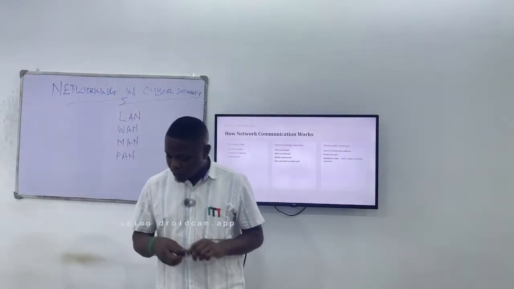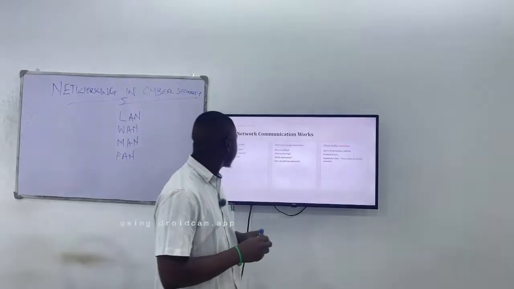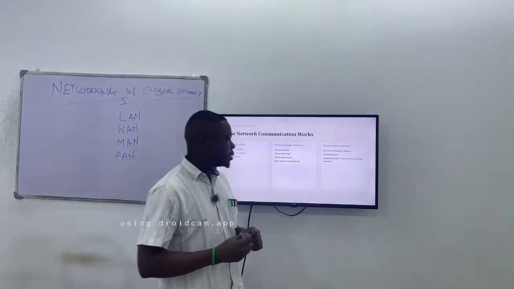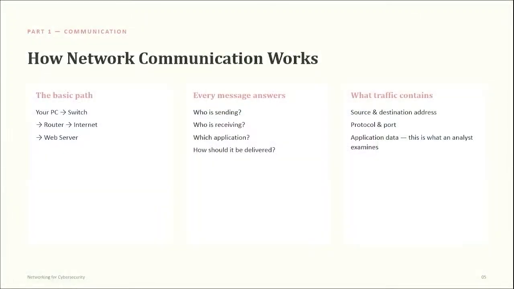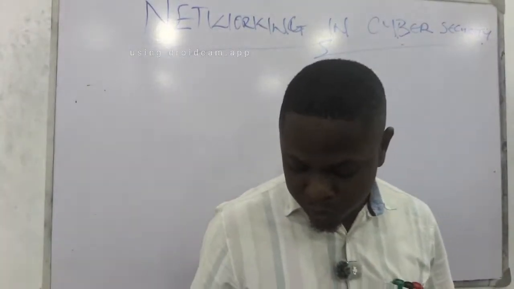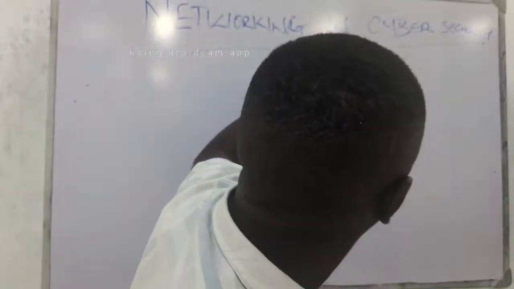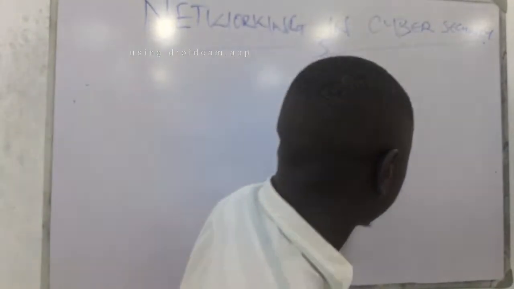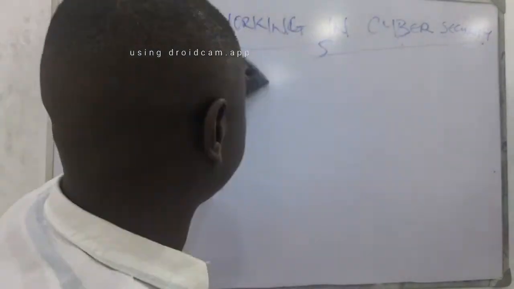So how does this communication work? The first thing is the basic path. It moves from a computer into a switch. From the switch, it goes to the router, and from the router it goes to the internet. From the internet, it moves into the web server. Firstly, a switch is used in connecting multiple devices. This is how it works. This is the basic path of the network.